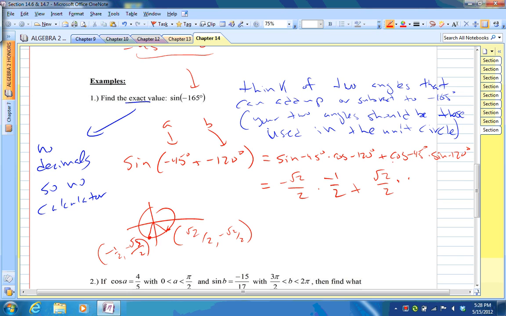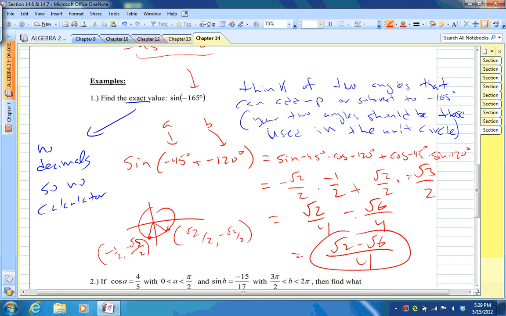Okay, sine negative 120 is negative root 3 over 2. So let me recap that. So sine negative 45 is negative root 2 over 2. Cosine negative 120 is negative half. Cosine negative 45 is positive root 2 over 2. And sine negative 120 is negative root 3 over 2. Okay. So we get negative root 2, or actually positive root 2 over 4 minus root 6 over 4. So you get root 2 minus root 6 all over 4.